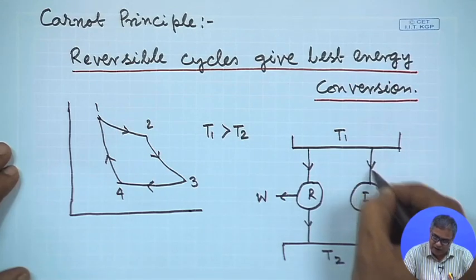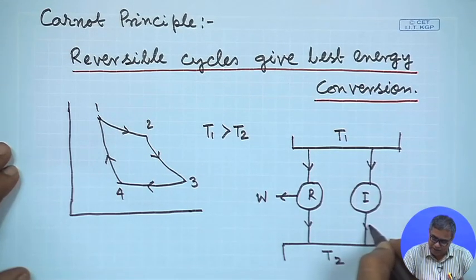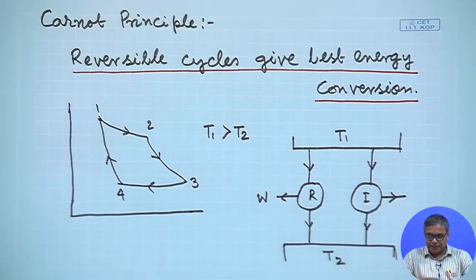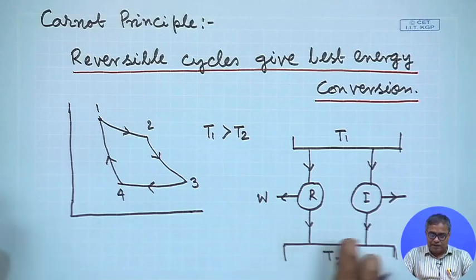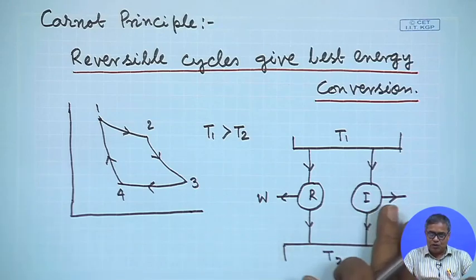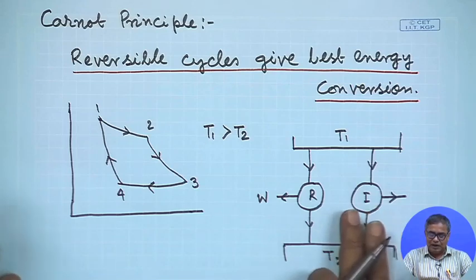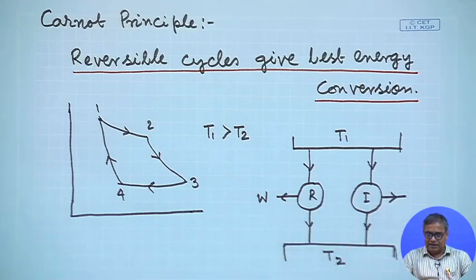So, this is also taking heat and converting it into work, rejecting the rest of it into the reservoir. So, in no case, whatever may be the design, whatever may be the working principle, will an irreversible engine have higher efficiency than a reversible engine. If we have a number of irreversible engines, all of them will have lesser efficiency compared to a reversible engine. So, this is the first postulate of Carnot.